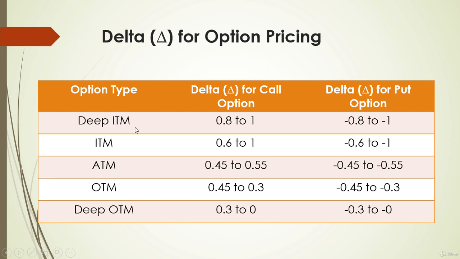All the deep in the money call options have deltas between 0.8 to 1, and all in the money call options have deltas between 0.6 to 1. All at the money call options have delta between 0.45 to 0.55. All out of the money call options have deltas between 0.45 to 0.3. And all deep out of the money call options have deltas between 0.3 to 0. All the put options have the same delta values, but the deltas are negative instead of positive because we are making a position on the downside by buying the put options.